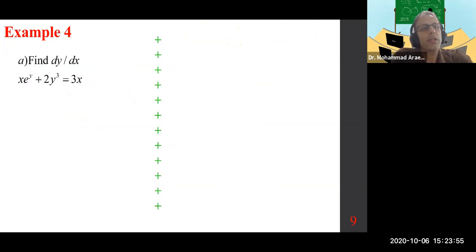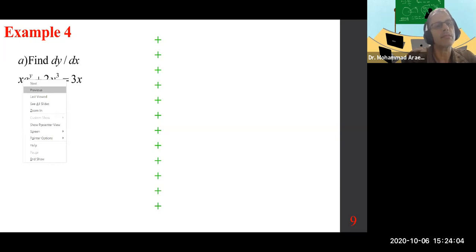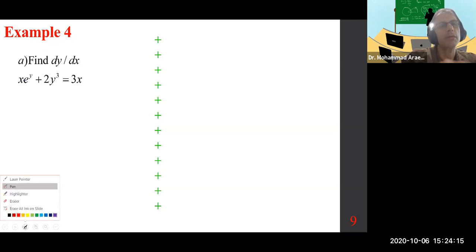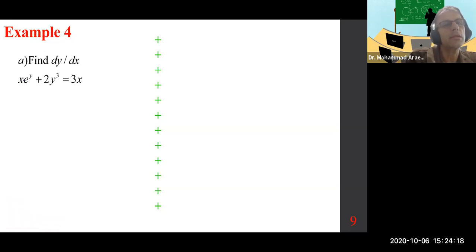All right, we want to find dy dx in the same manner, and the very first thing we need to know is that this is a product rule. So I'm going to put a raised dot between x and e to the power of y. Let's make it a tad easier to see. So x e to the power of y plus 2y cubed equals 3x. Now, it's a simple product rule, the first piece, class.